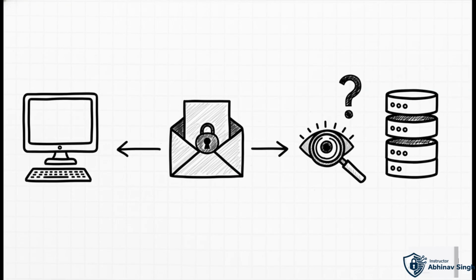DoH, on the other hand, is all about privacy. It takes your request, whereisgoogle.com, and puts it inside a secure, encrypted envelope. This is super important because it stops anyone on your network, say at a coffee shop or an airport, from snooping and seeing which websites you're trying to visit.